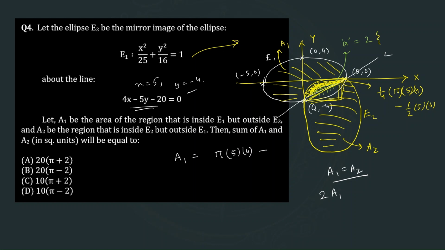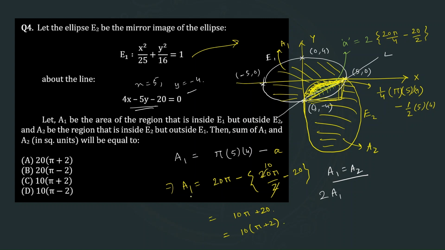So 2 times this is equal to 20 pi divided by 4 minus 20 divided by 2. So A1 is basically pi into 5 into 4 minus this small a. So A1 will be 20 pi minus, if we calculate small a, 20 pi divided by 2 minus 20. So it comes out to be 10 pi plus 20. So it becomes 10 into pi plus 2. This is the value of A1.